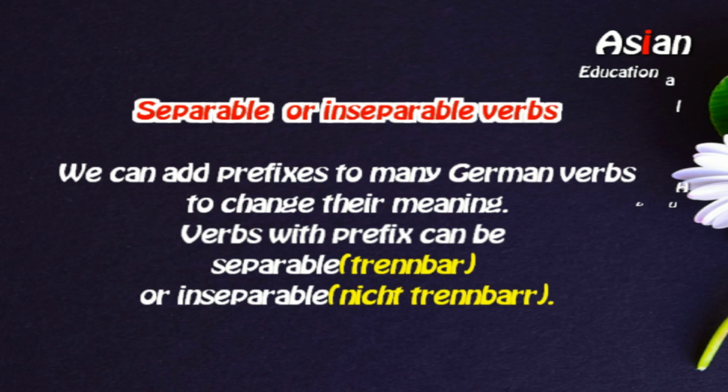We can add prefixes to many German verbs to change their meanings. Verbs with prefix can be separable, trennbar, and inseparable, nicht trennbar.